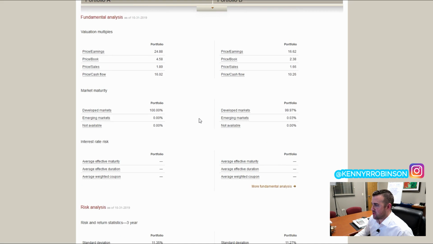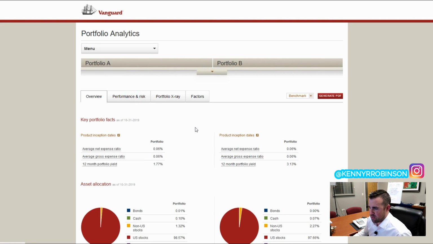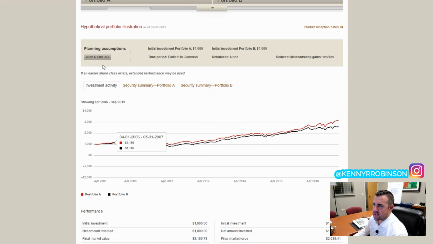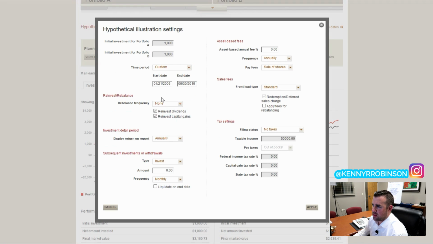Now let's see how many stocks they have inside their portfolio. Let's go to performance and risk. Let's make this fair. Let's view and edit all. Let's do a custom one. Let's choose a date right before the major crash, 6/1/07, and then all the way up until just recently. Let's see if it'll do it for us.